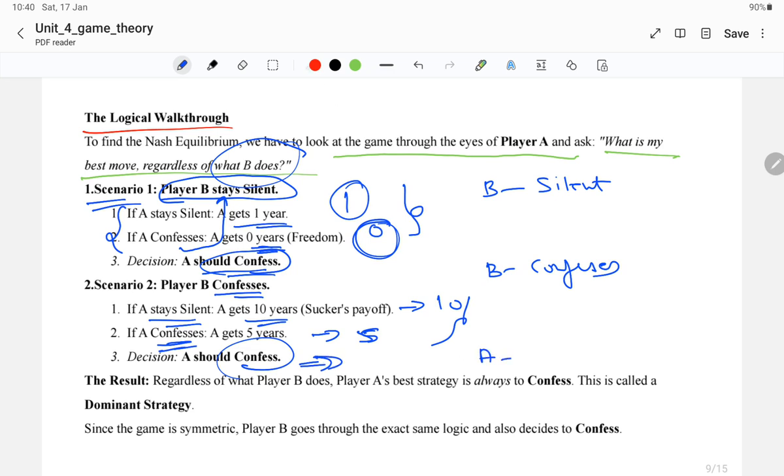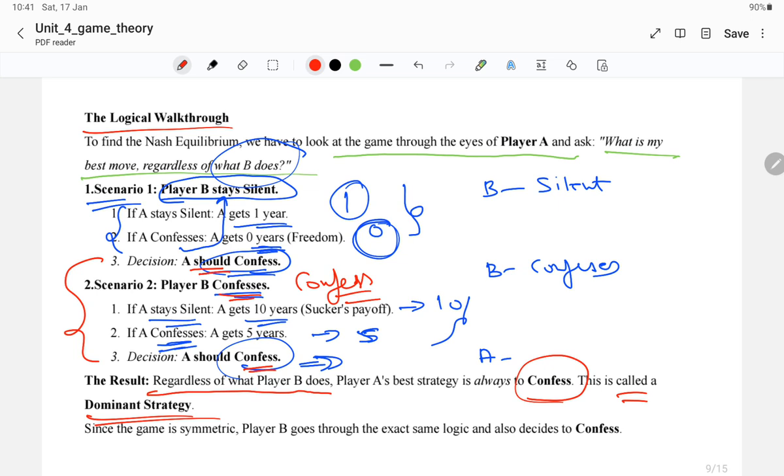As you can see here, this is important. In both the scenarios, the ideal situation is to confess. This is the result regardless of what player B does. If he stays silent, the decision is confess. If player B confesses, then also A should confess. So regardless of what player B does, player A's best strategy is always to confess. This is called a dominant strategy, right?